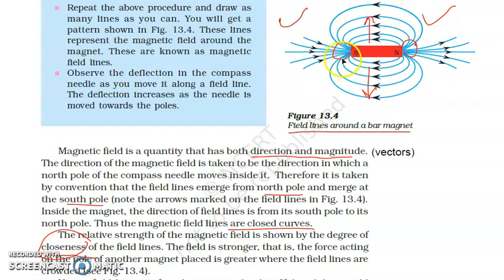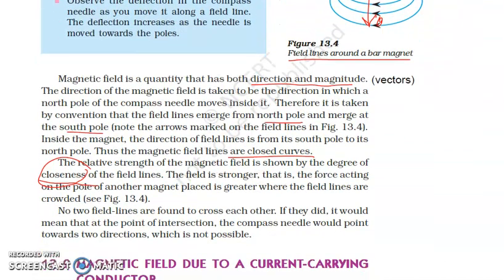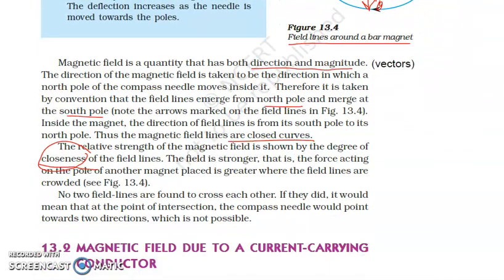So we say that for a bar magnet, the magnetic field is strongest near the poles and weakest where the space between the magnetic field lines is quite large. Okay. The next part is that the field is stronger, that is, the force acting on the pole of another magnet is greater where the field lines are crowded. This we have already discussed.